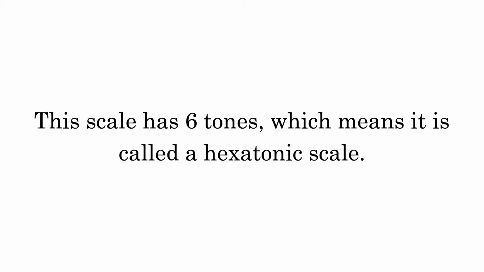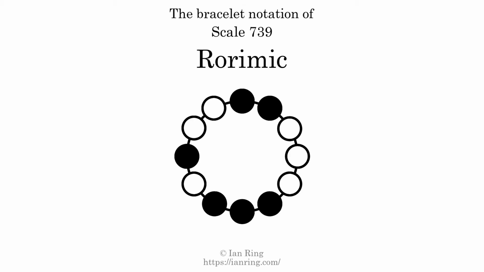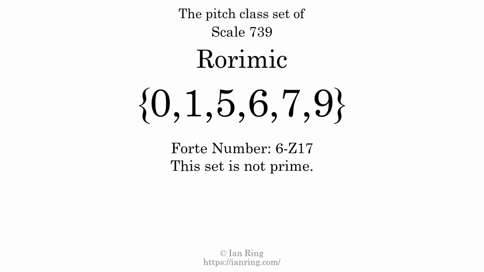This scale has 6 tones, which means it is called a hexatonic scale. This is a bracelet notation diagram of scale 739. The shaded circles represent tones that appear in the scale, and they are read clockwise, starting at the top. The pitch class set for this scale is 0, 1, 5, 6, 7, 9.